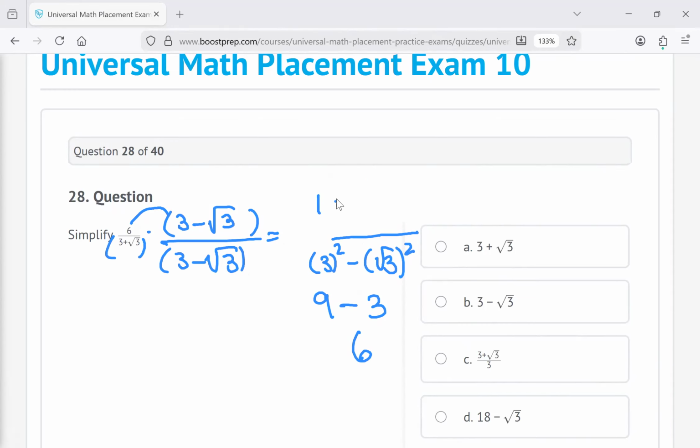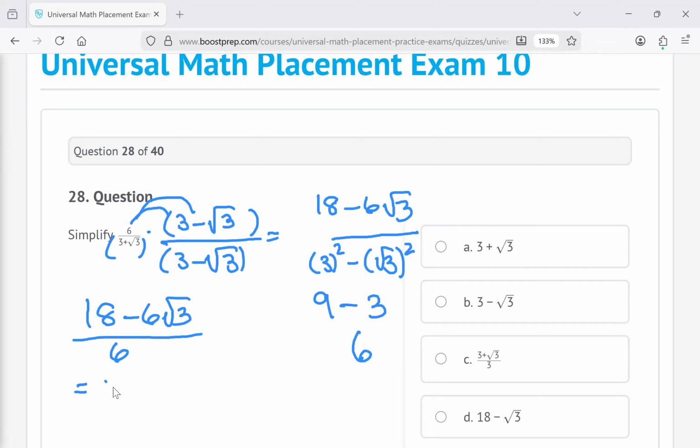So the bottom is 6, and then on the top, foil it out. 6 times 3 is 18. 6 times negative radical 3 is negative 6 radical 3. So you have 18 minus 6 radical 3 all over 6. And I think they're both divisible by 6, so 18 divided by 6 is 3. Negative 6 divided by 6 is minus radical 3. So it's 3 minus radical 3.